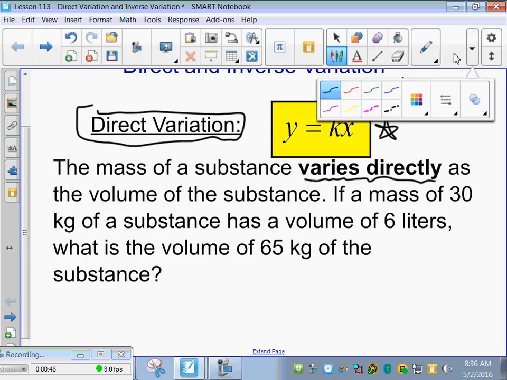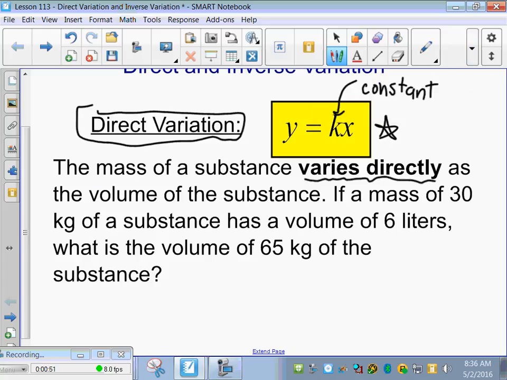So instead of using y and x, we are going to use variables that relate to the words that they give us. And it goes in order of the sentence. All right? Mass varies directly as volume. So we're going to write, instead of y, m. We're always going to use k for the constant. And then it varies directly as volume instead of x.